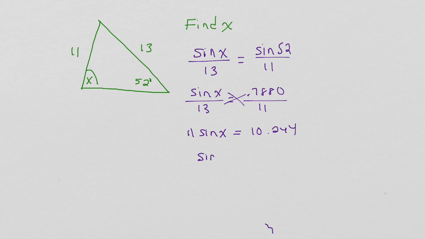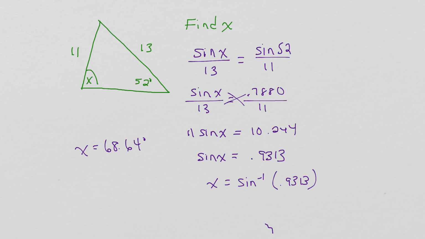And we get the sine of x equals 0.9313. Okay, and so now at this point on the calculator, remember you have to choose the sine inverse of x. So to get the answer, it's going to look like this on the calculator. And we end up with x being 68.64 degrees. That's it for law of sines.